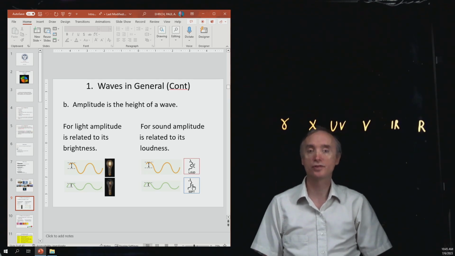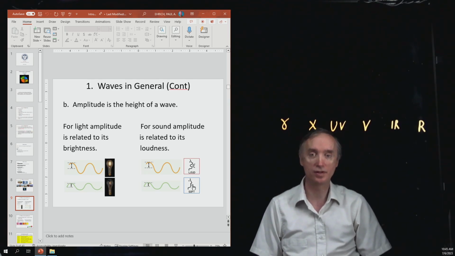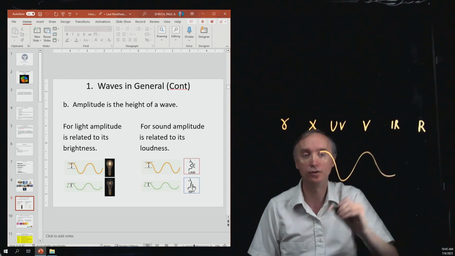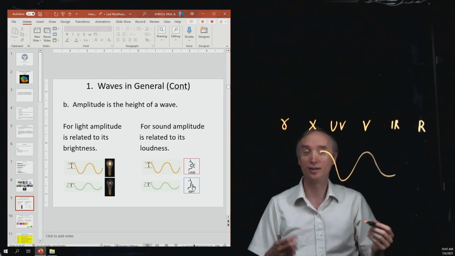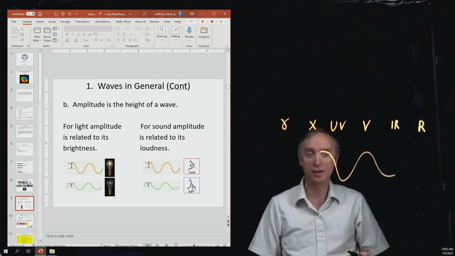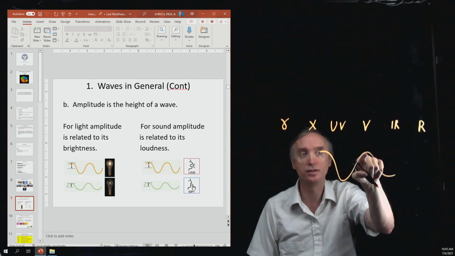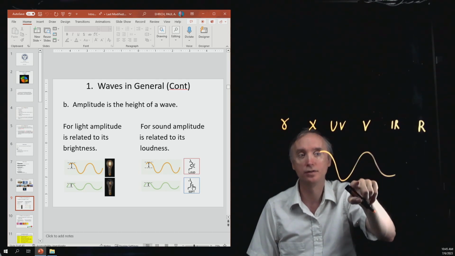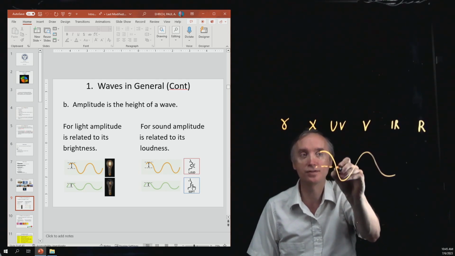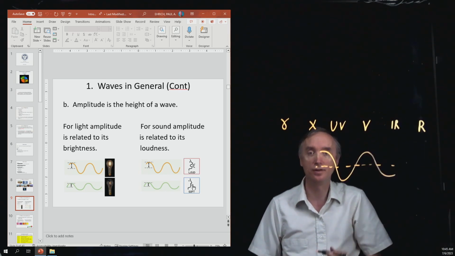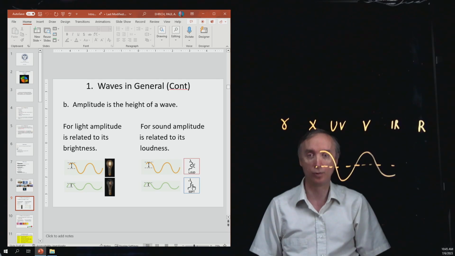So you need to know some definitions for the exam. The first one is the amplitude, which is the height of a wave. On the exam, I could give you a picture of a wave and a ruler and ask you to measure its amplitude. Now remember, it is not the distance from the peak to the peak. It's the distance from the peak to halfway. That's defined to be the amplitude of a wave.